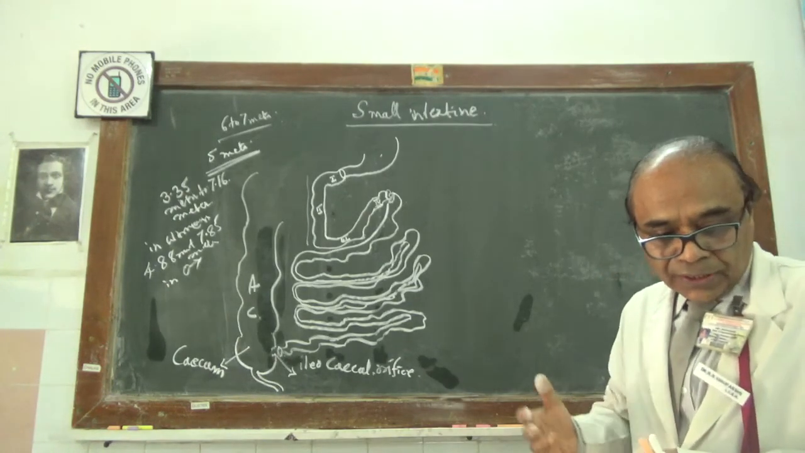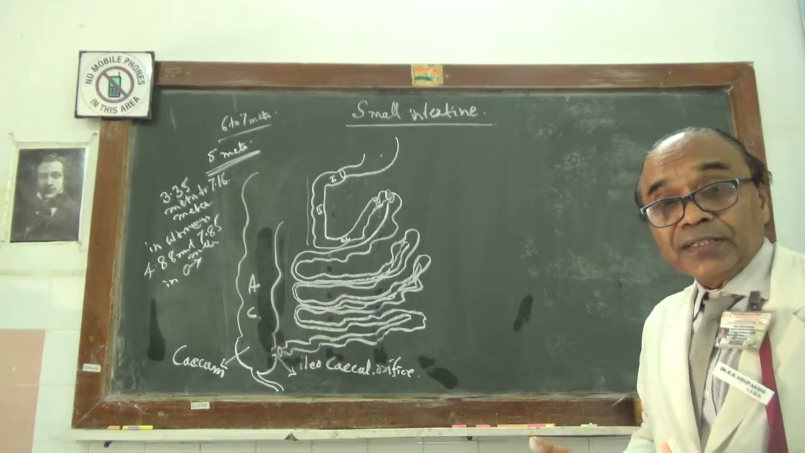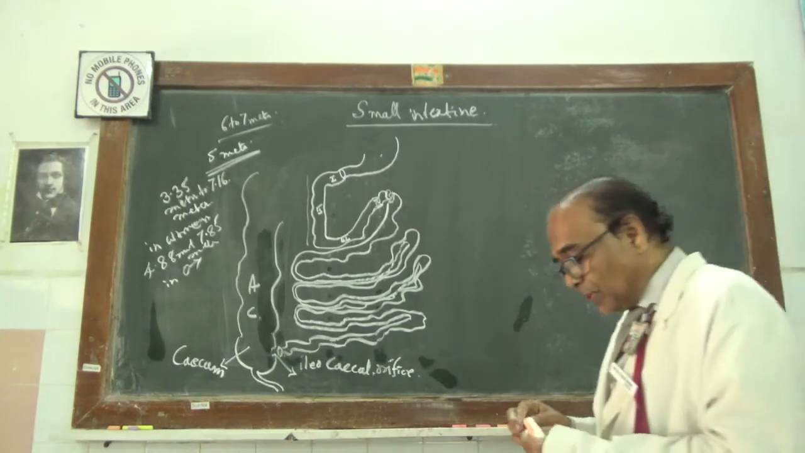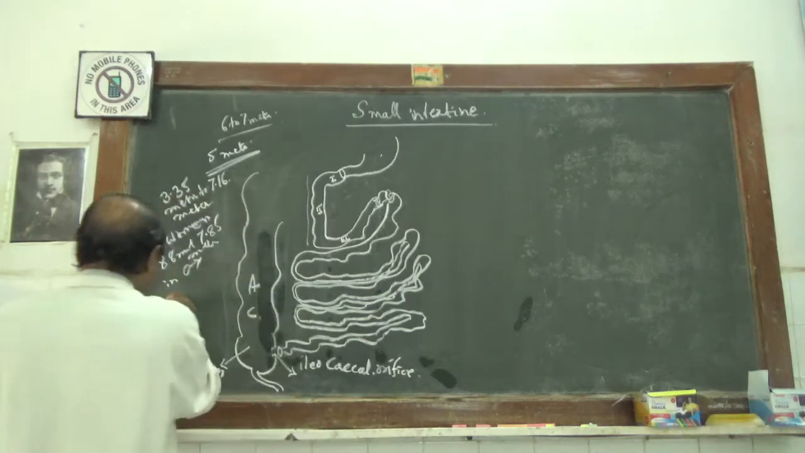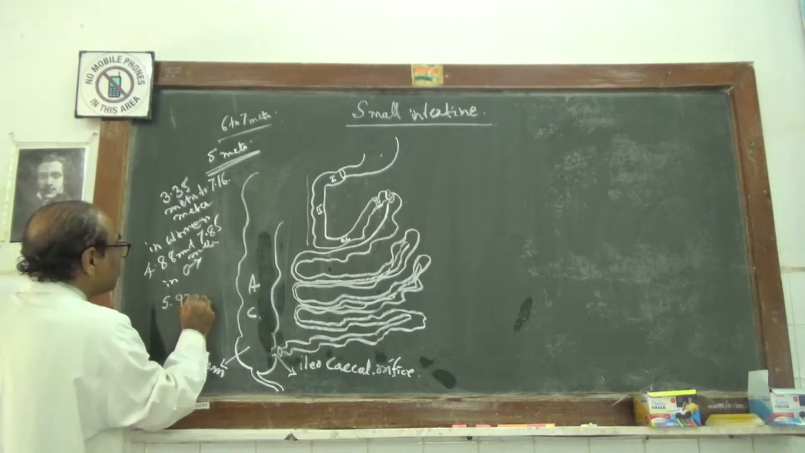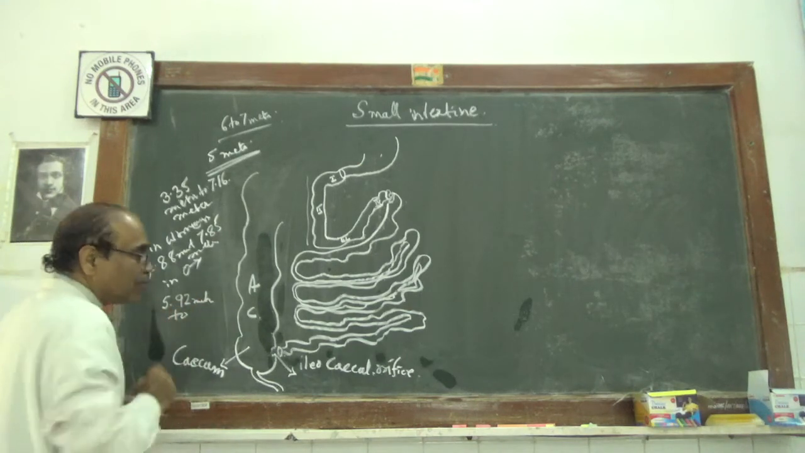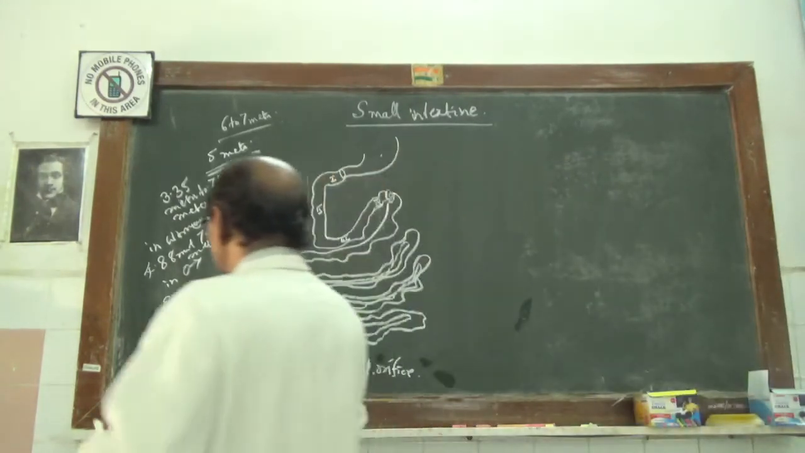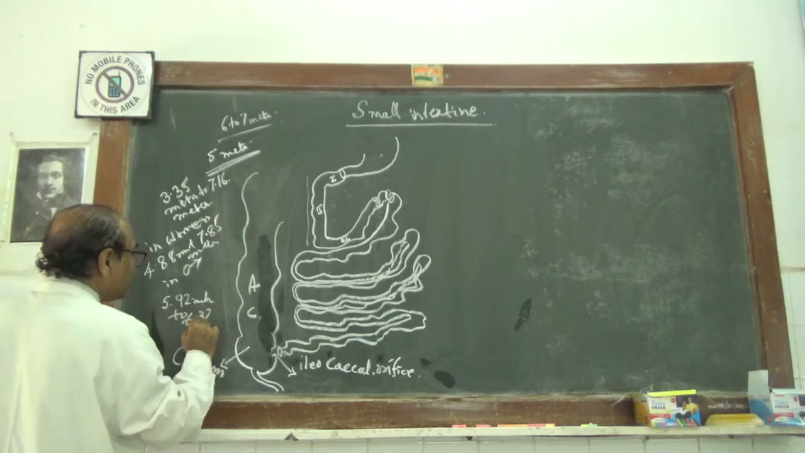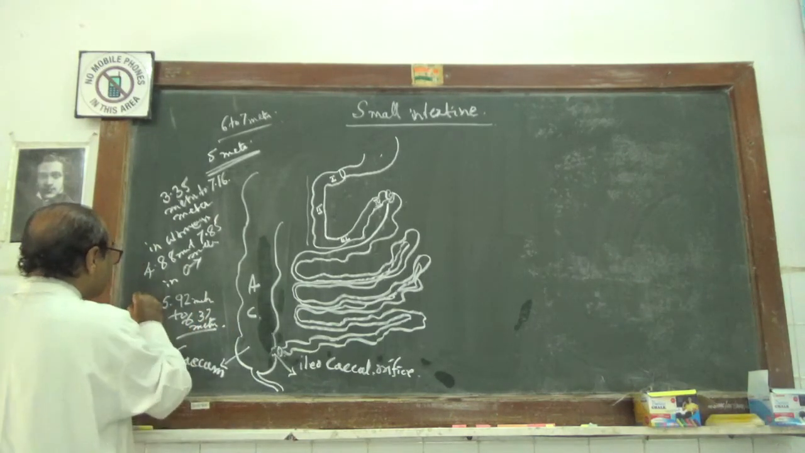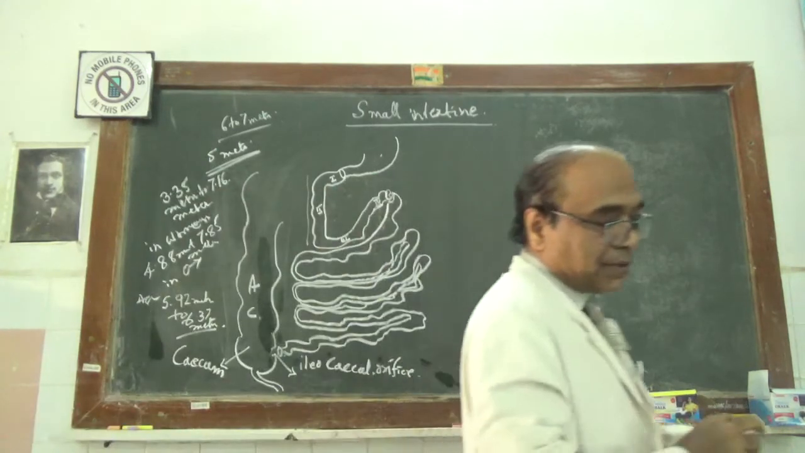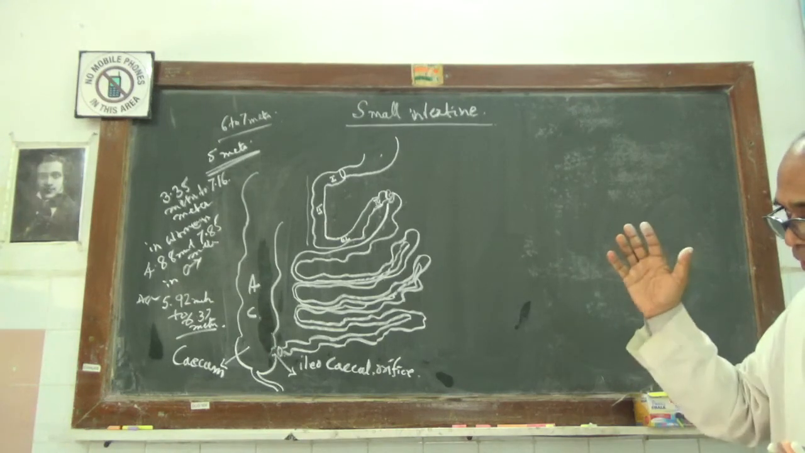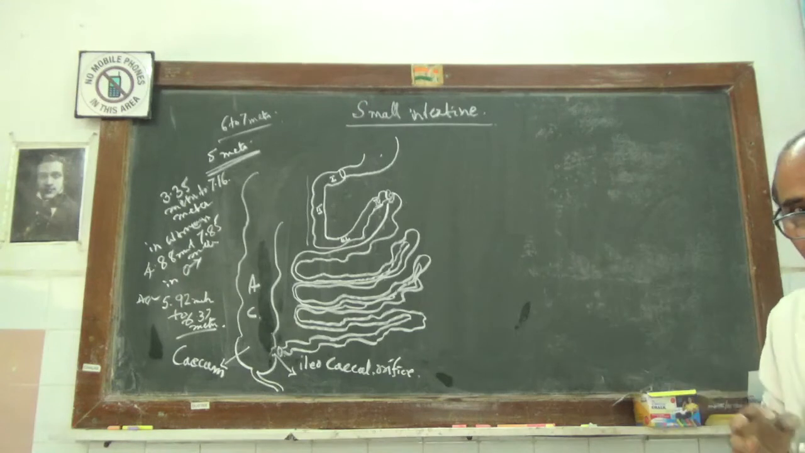But on average, in the dissection hall, soon after death, the length varies between 5.92 meters to 6.37 meters. So this is the average length. This is the entire gross picture.